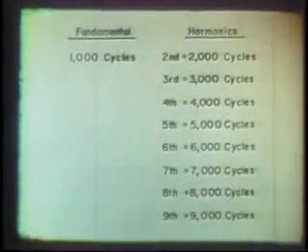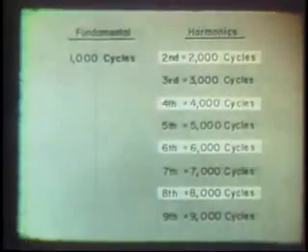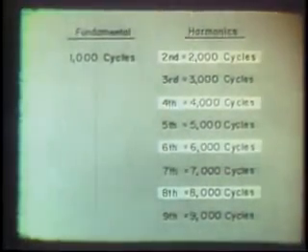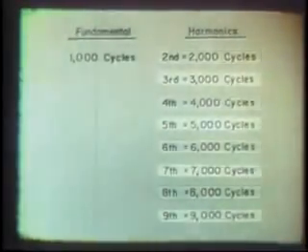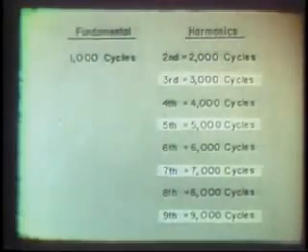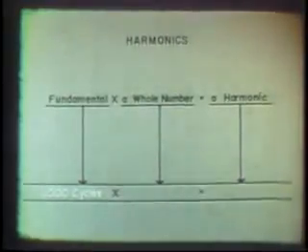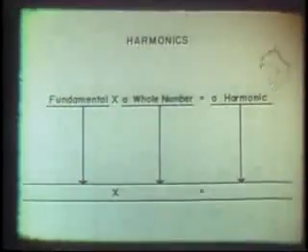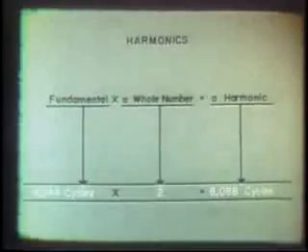Even harmonics are even whole number multiples, such as the second harmonic, the fourth, sixth, eighth, and so on. Odd harmonics are the odd whole number multiples, such as the third harmonic, fifth, seventh, ninth. Of course, the fundamental could be any frequency. If it were 4,044 cycles, the second harmonic would be 8,088 cycles.